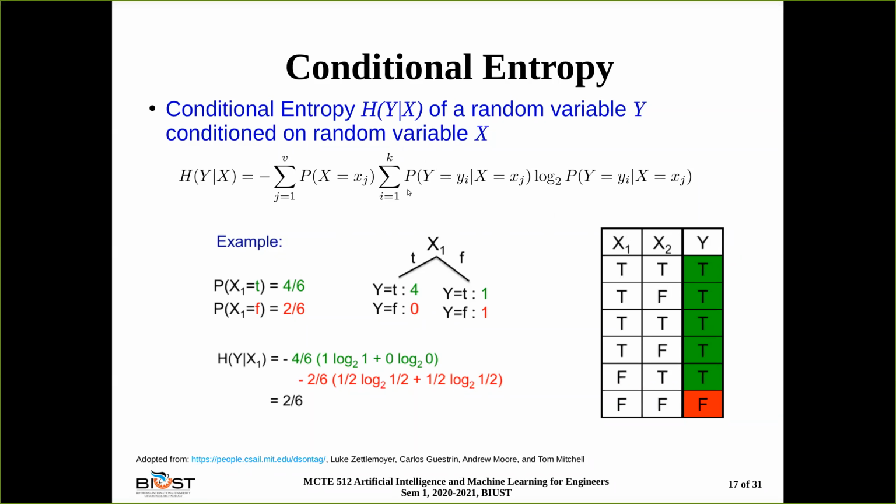So that means in this case, i is the output, the Y. There are two possible outputs, yes or no, so this one goes from 1 to 2. And in this case, j is the parameter. How many parameters do you have?